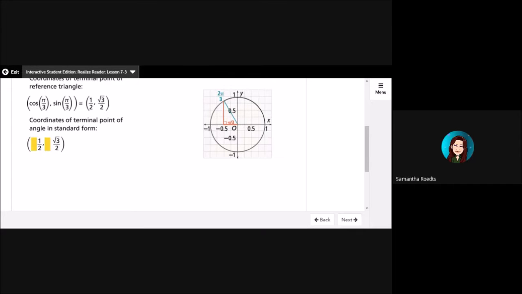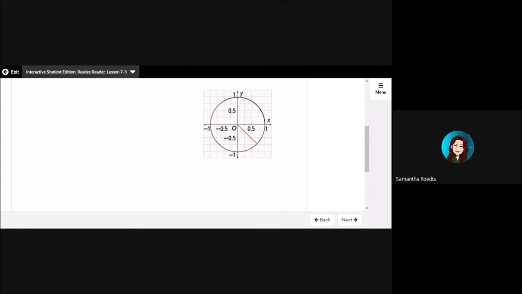Since the terminal point of 2 pi divided by 3 lies in quadrant 2, the value of cosine is negative, and the value of sine is positive. The cosine of 2 pi divided by 3 is negative 1/2. The sine of 2 pi divided by 3 is square root of 3 divided by 2.